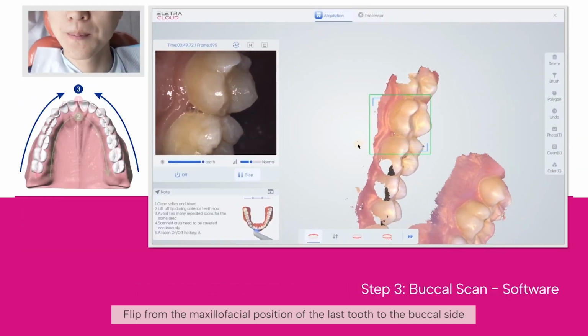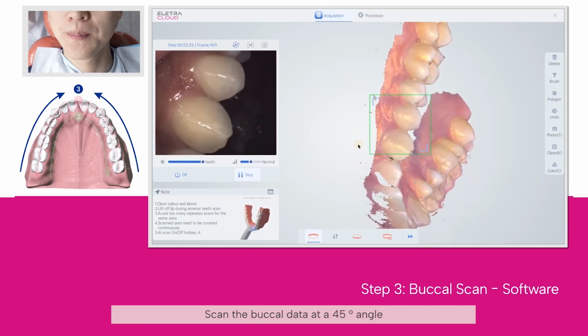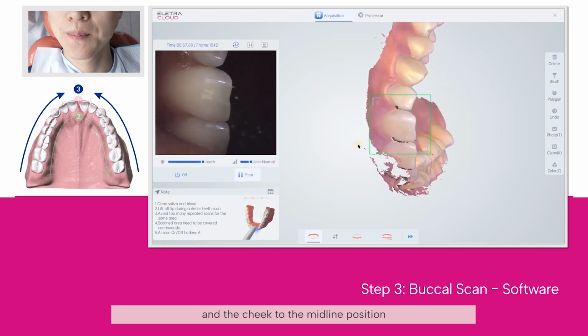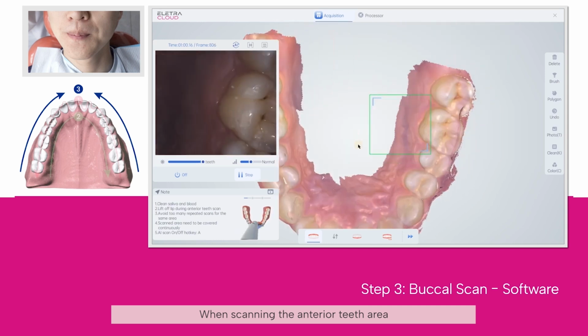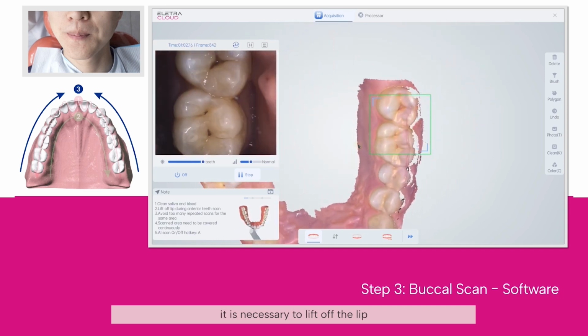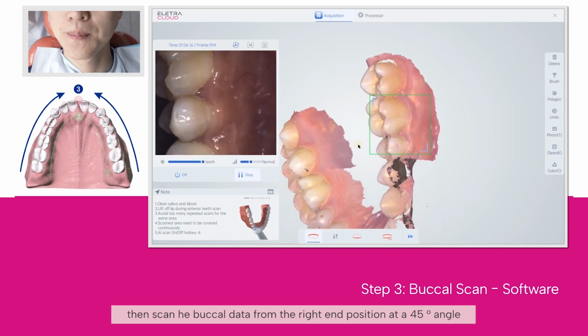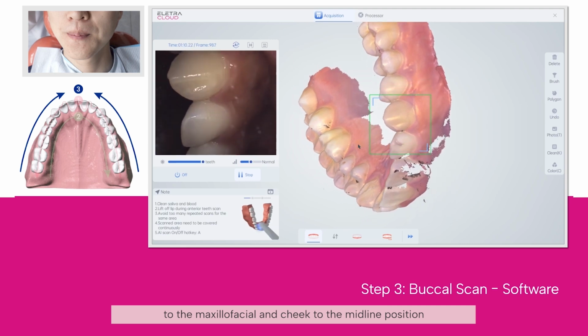Flip from the maxillofacial position of the last tooth to the buccal side. Scan the buccal data at a 45 degrees angle between the maxillofacial position and the cheek to the midline position. When scanning the anterior teeth area, it is necessary to lift off the lip. Then scan the buccal data from the right end position at a 45 degrees angle to the maxillofacial and cheek to the midline position.